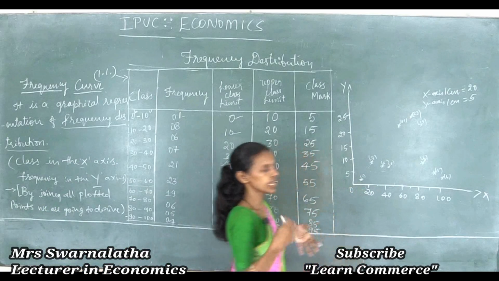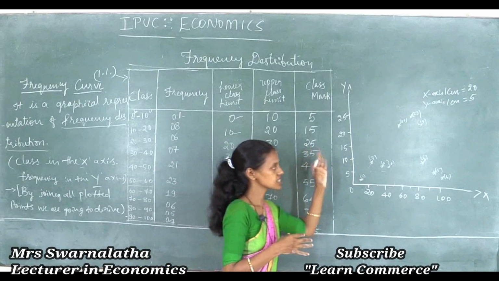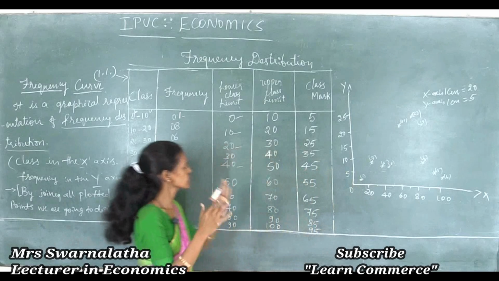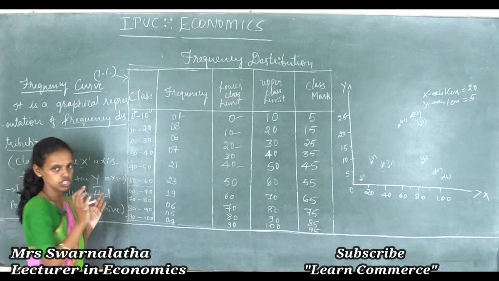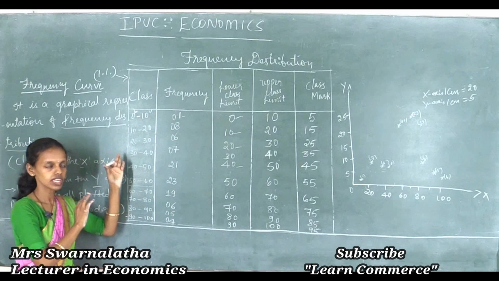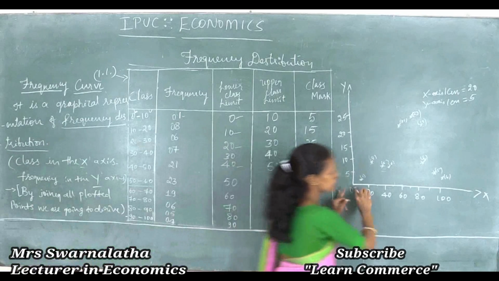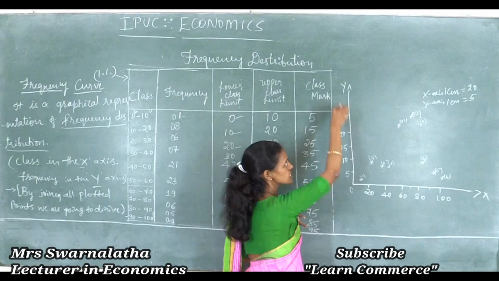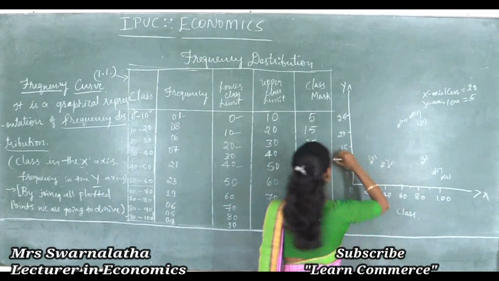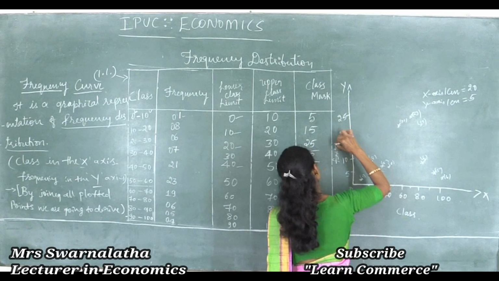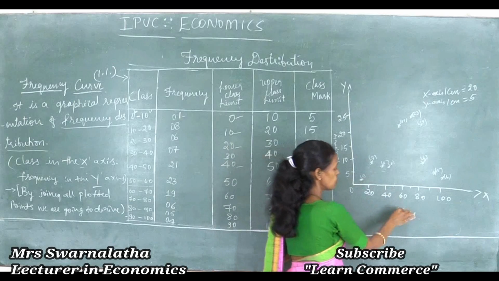After that, the question is how to obtain the frequency curve. The graphical representation of a frequency distribution is said to be the frequency curve. Classes should be plotted on the x-axis and frequencies on the y-axis. Now I have plotted all the numbers on the x and y axes.